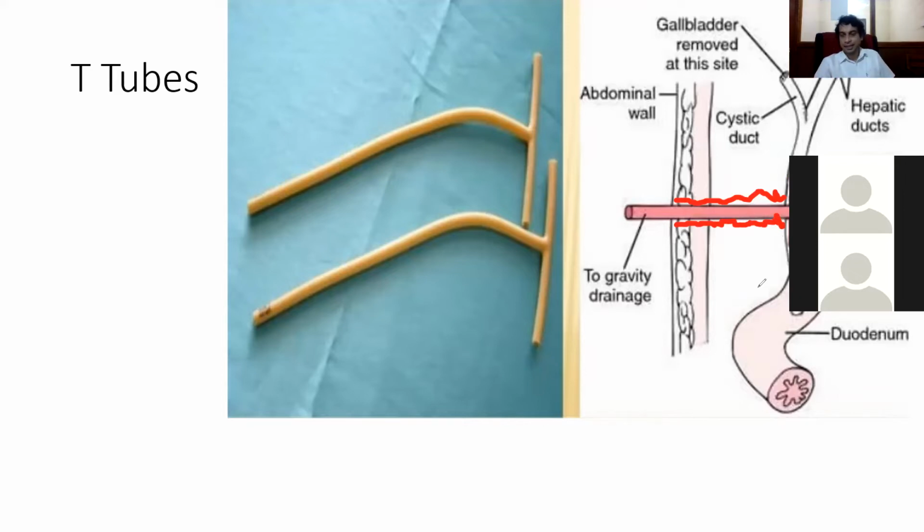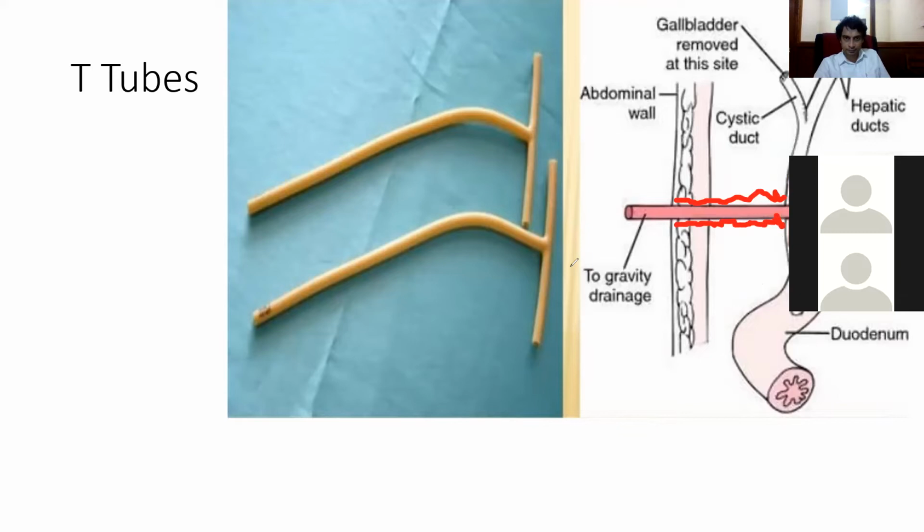And then nothing happens. If a T-tube falls out within the first few days of it being inserted, none of this has had time to happen. Then you have to do a laparotomy in the patient again and put the tube in again. Right, good. Any other questions?